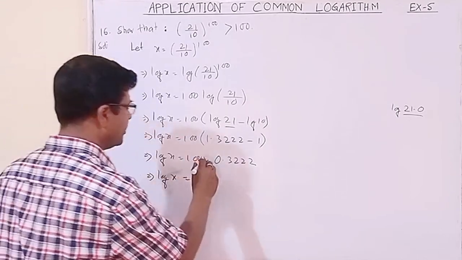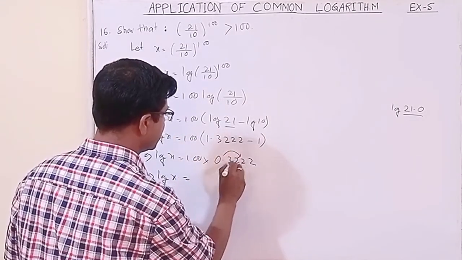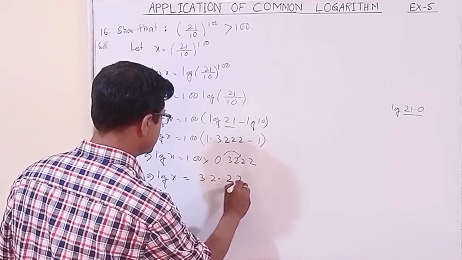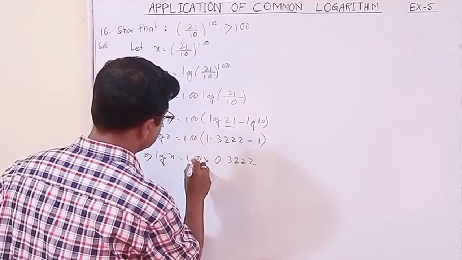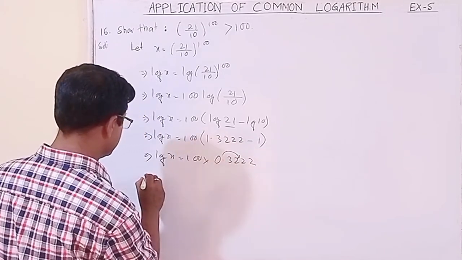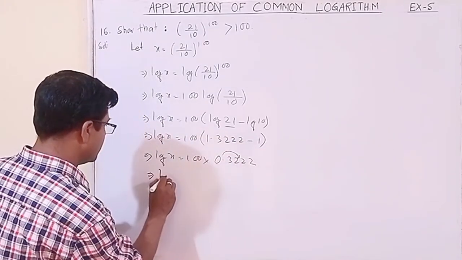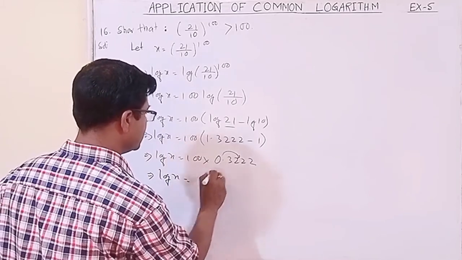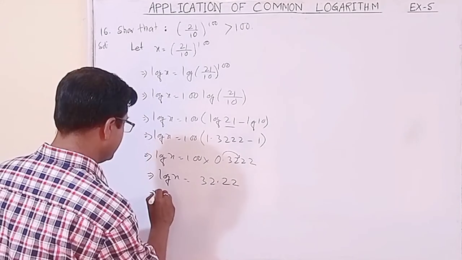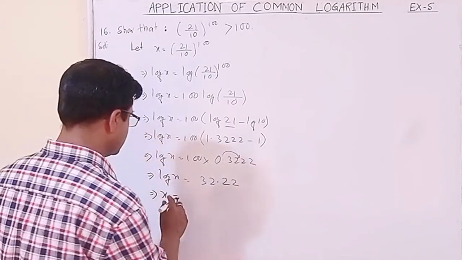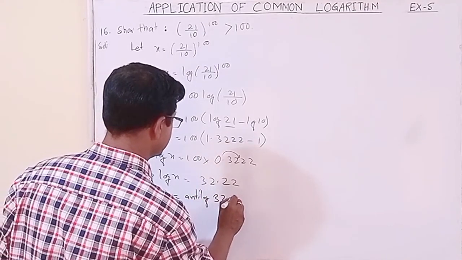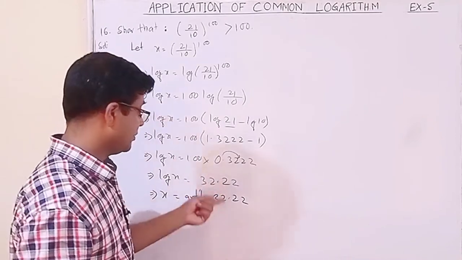Okay, if we multiply by 100, this decimal will be shifted here, is it not? So we'll get 32.22. Got it? So log of x is equal to this 32.22, correct. Now you see, from here how will we find x, we have to take antilog of 32.22. Dear students, can you imagine about this number?